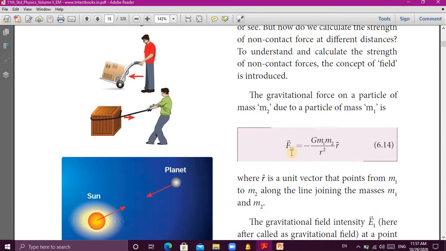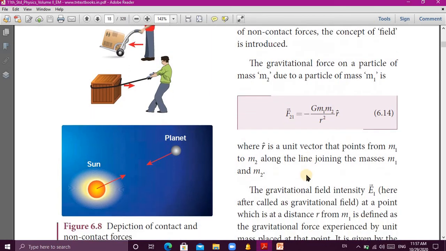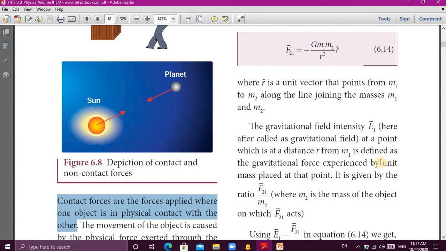So the formula is F21 vector. This term F21 vector means the object 1 experiences the force due to the object 2. That means earth experiences the force due to the sun. So F21 vector is equal to minus G M1 M2 divided by R square into R cap, the gravitational force on the particle of mass M2 due to the particle of mass M1, where R cap is the unit vector that points from M1 to M2 along the line joining the masses M1 and M2.